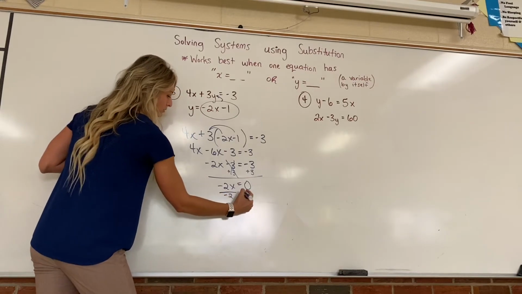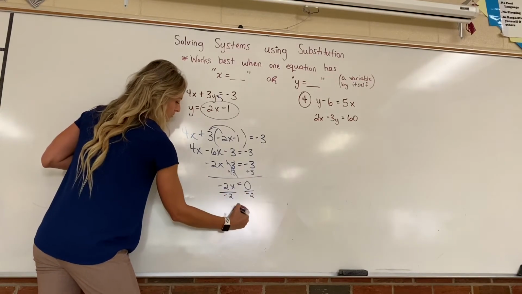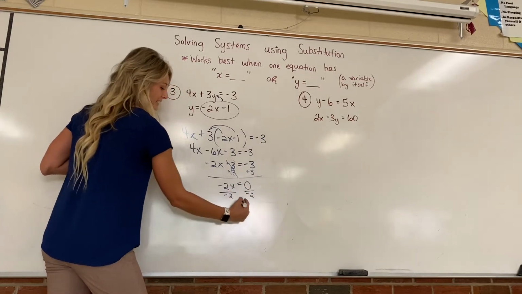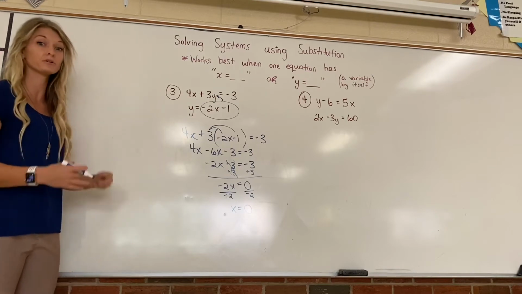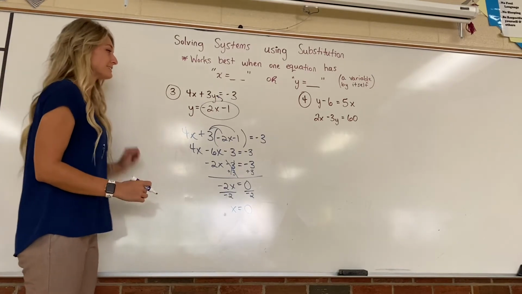Divide by negative 2. Well, 0 over anything is actually 0. So my x happens to be 0. It is okay. 0 is a number. So don't freak out if you get 0, okay?